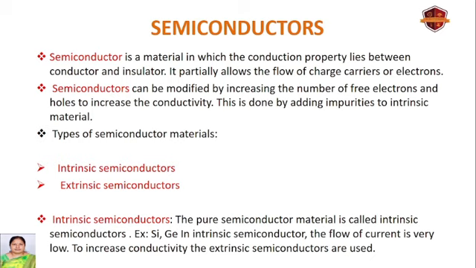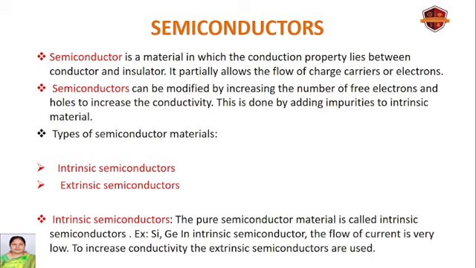The semiconductor can be modified by increasing the number of electrons and holes, increasing the conductivity by adding some impurities to the intrinsic material. There are two types of semiconductor materials available, that is intrinsic semiconductor and extrinsic semiconductor.